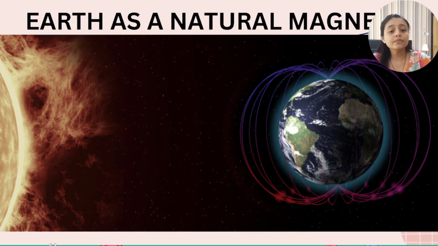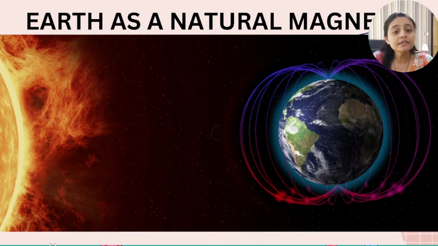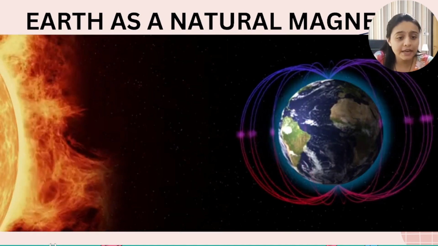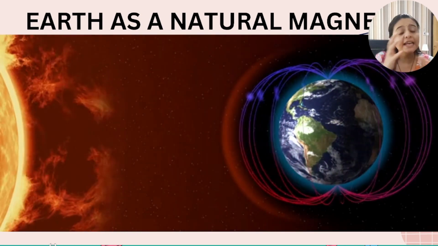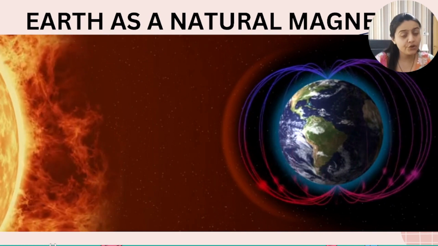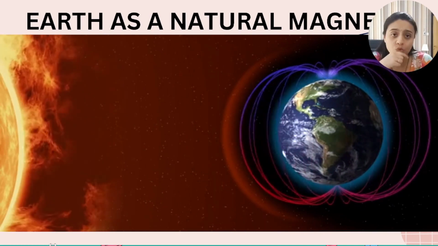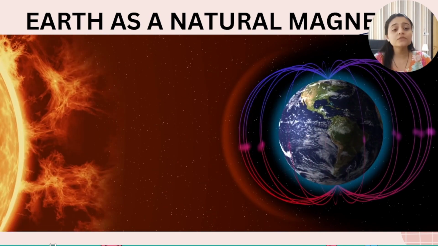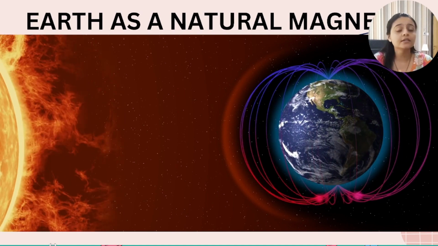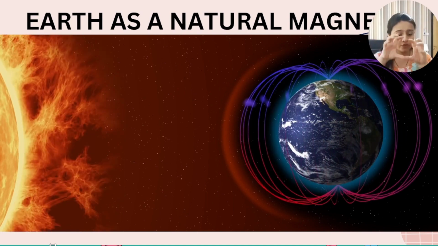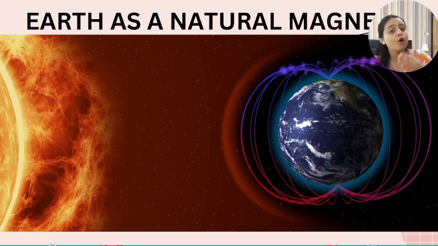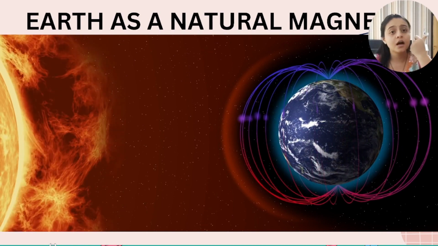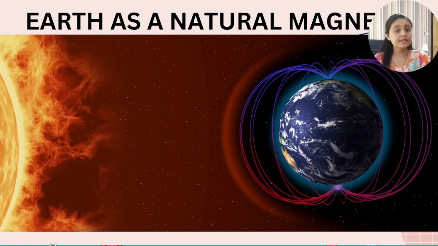Alright, so my dear students, earth is considered a natural magnet. It is attracting many energies towards itself. Now why is the earth known as a natural magnet, students? Because we have learned that the earth is made up of three layers: the crust, mantle, and core.